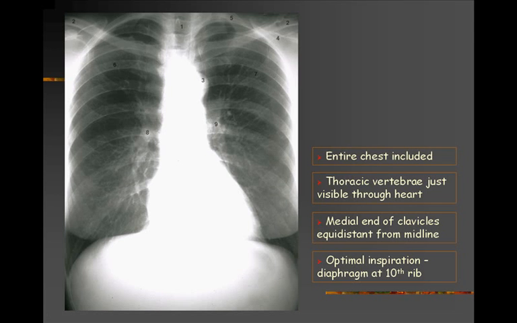In order to count the posterior ends of the rib, one can go from the superior end and count downwards. This is the first rib, second rib, third rib, fourth, fifth, sixth, seventh, eighth, ninth, and 10th. So the inspiration level in this particular X-ray is optimal. But there are other factors which might compromise our clinical interpretation.